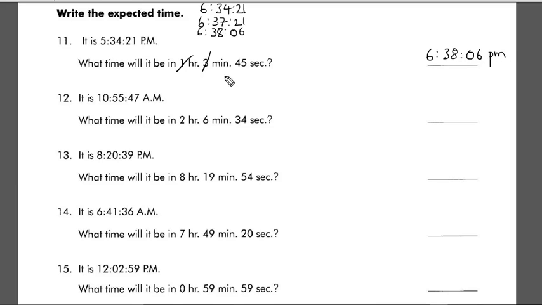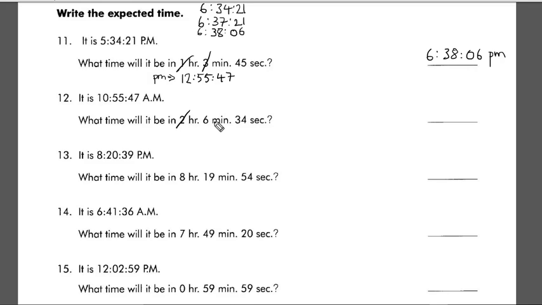Okay, right, let's have a look at this one. 10:55 and 47 seconds. This is AM. What time will it be in 2 hours, 6 minutes and 34 seconds? Let's add the 2 hours first. So 10, 11, 12. That's going to be 12, and the 55 and 47 stay the same. Now, just thinking about this 12, where's this taking me? This is taking me from AM into PM. So I've now gone to PM.